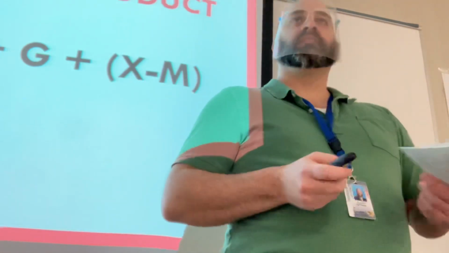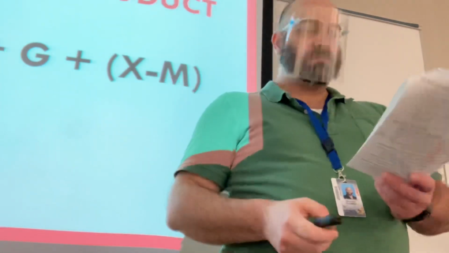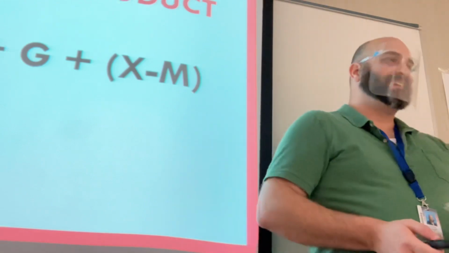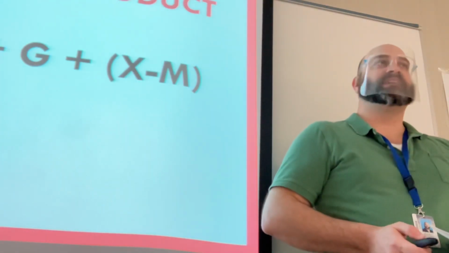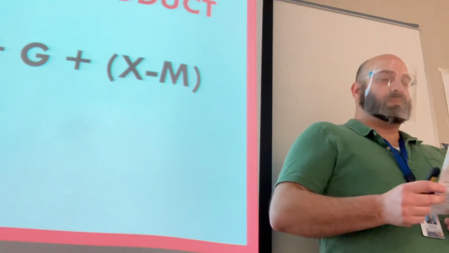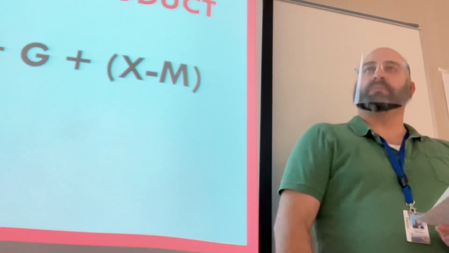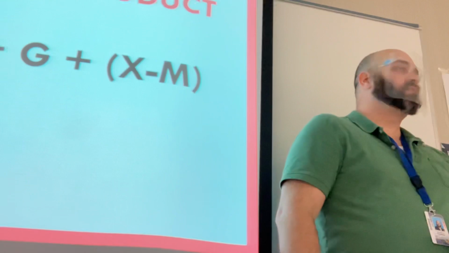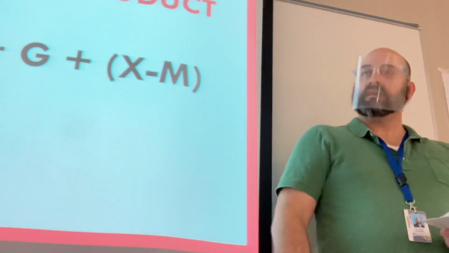I. Yeah, right here. Investment. Yeah, very good. That's exactly what it is. And G. What does the G stand for? Government spending, very good. What about the X minus M? What does X minus M stand for? Net exports, yeah.